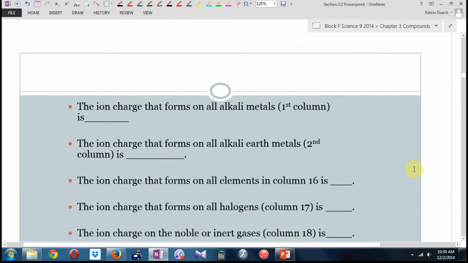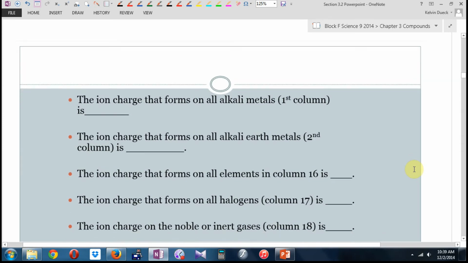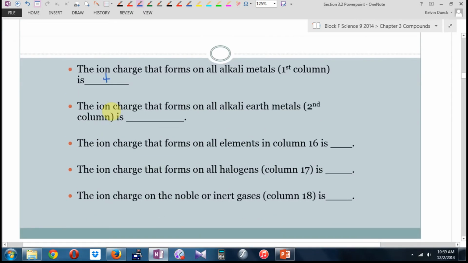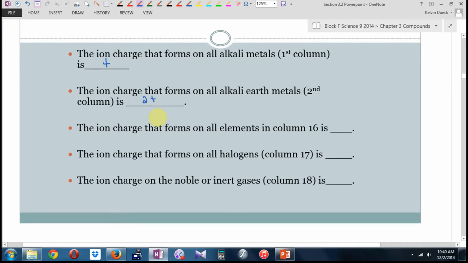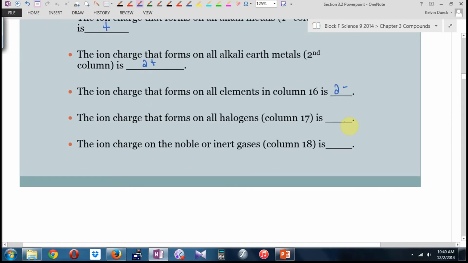We'll come back. So, some patterns to notice. And again, you'll also notice in the middle of the periodic table, it gets all weird because everything that I've taught you is wrong. But certainly the ion charge that forms on all of the alkali metals, family 1, is what? Just plus 1. That's why they're all the alkali metals. And we've talked about why that means they react so fast as well, because they only have to get rid of 1 electron. They're very reactive. What's the ion charge that forms on all the alkali earth metals? Second column, second family. 2 plus. What about the ion charge that forms on all the elements in column number 16? What about the ion charge that forms on all the halogens? Minus. And what about the noble gases? Okay.